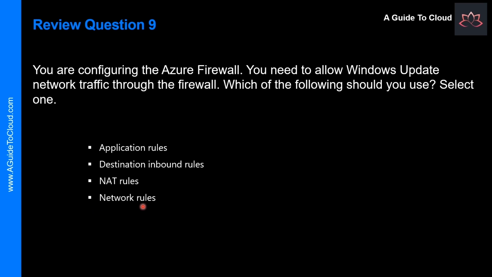It's not network rules. You won't be able to achieve it through NAT rules, and destination inbound rule is not correct. So the correct answer is application rules. Application rules define fully qualified domain names, or FQDNs, that can be accessed from a subnet. That would be appropriate to allow Windows Update network traffic.